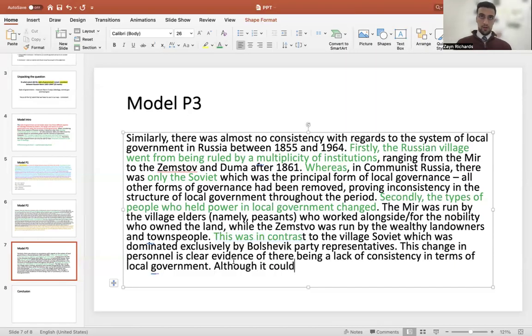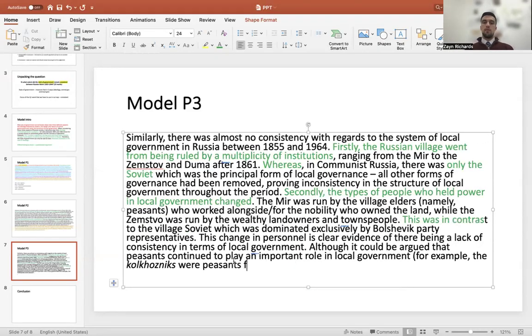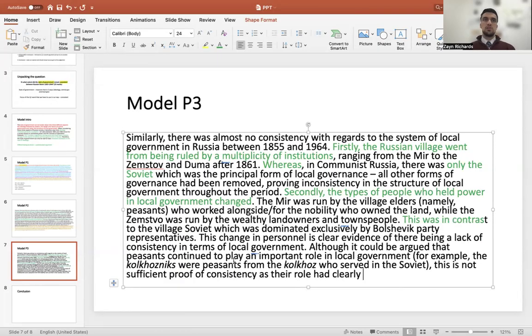So although it could be argued that peasants continued to play an important role in local government, for example, the Kosniks, so those are basically the collective farm peasants, peasants from the kolkhoz who served in the Soviet, this is not sufficient proof of consistency, as their role had clearly changed.